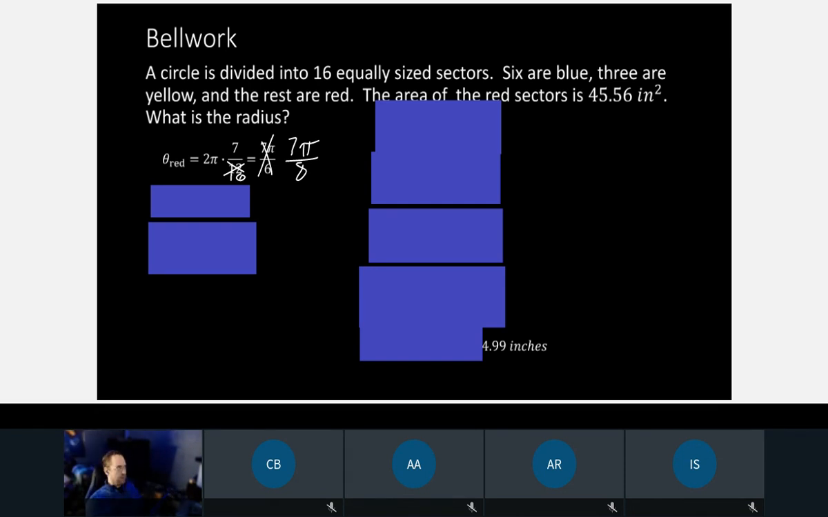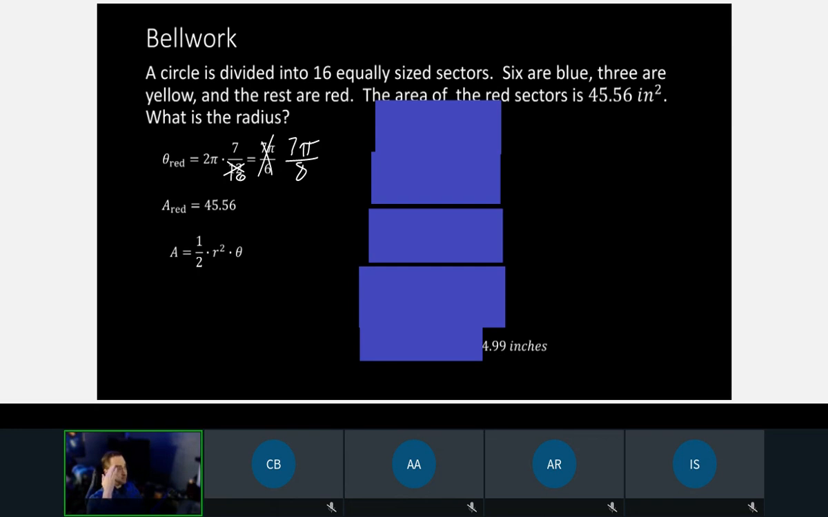All right. So going on, I'm going to fix my work all the way through. So people who got 5.76, you are probably correct, and I'm totally wrong. All right. So the area of the red is 45.56 inches squared. We're going to use this formula here. This is for the area of a sector. So the area is going to be 1/2 times your radius squared times your angle of that sector, trying to find the area of. So that is 7 pi over 8. So we're just going to plug the stuff in that we know. We know the area and we know the angle.